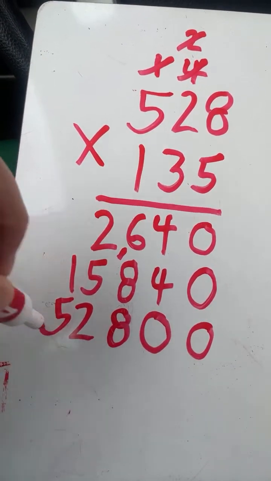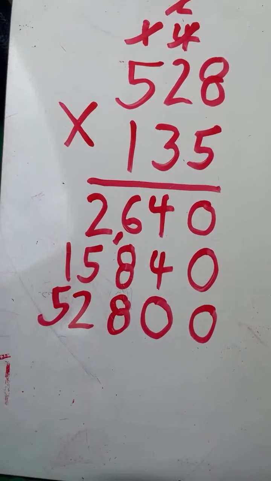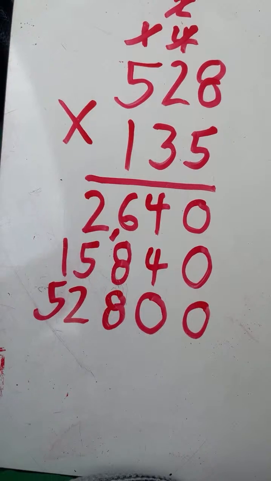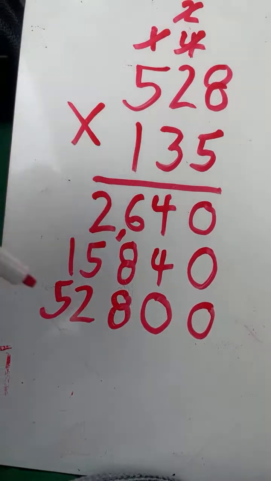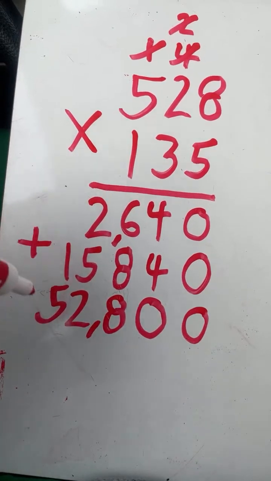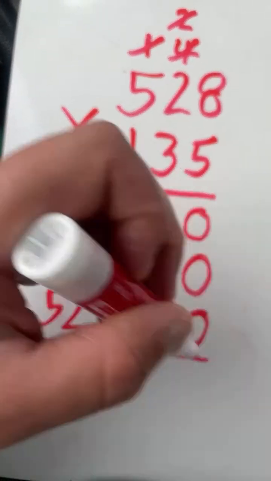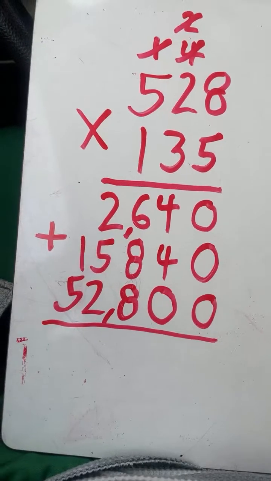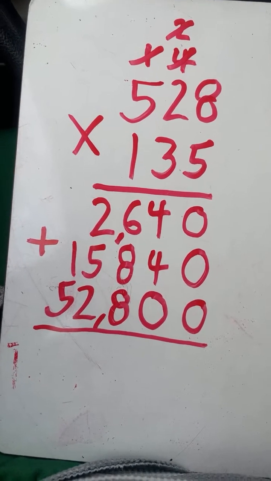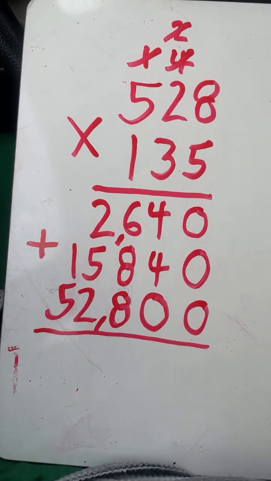And if you notice, there was no need for regrouping there because all of our products for that final round of multiplication were less than 10. We only regroup if our products end up being 10 or more. All right, next we're going to add these 3 numbers together to get our final answer.